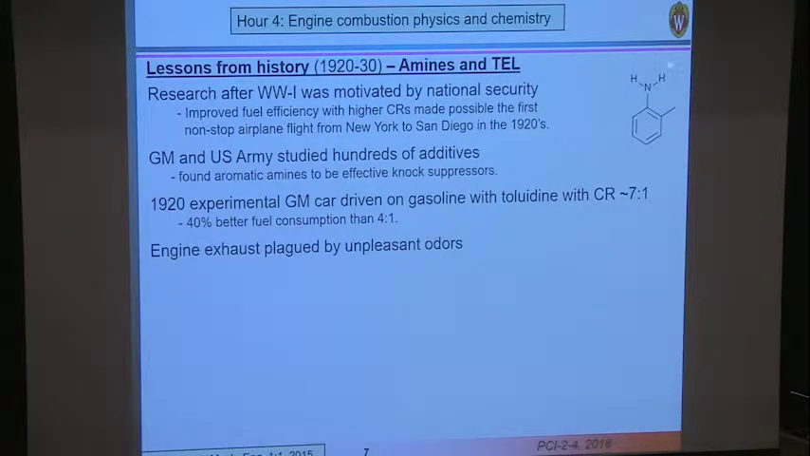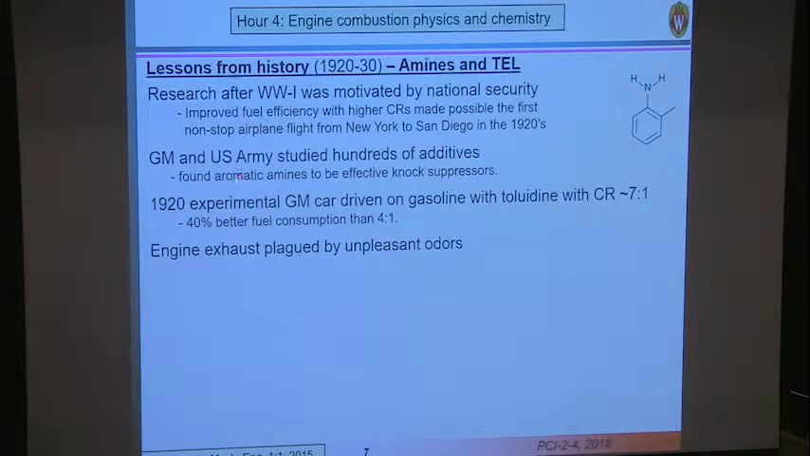And one of the things they discovered was adding an amine was a very successful approach. And in fact, the fuel efficiency that they were able to achieve by having higher compression ratios made possible the first nonstop airplane flight from New York to San Diego in the 1920s. Well, this was kind of important. If you know your history, 1914 to 1918 was World War I. These were guys who were flying planes, and their lives depended on it. So having a plane that could fly for this amount of distance was really, really important from a national security point of view. So this essentially inspired General Motors, the US Army, to study hundreds of different additives.